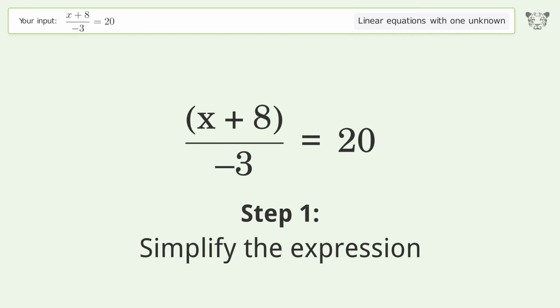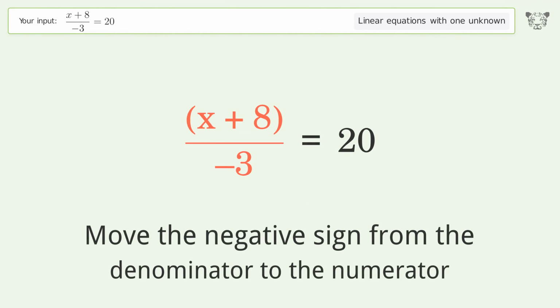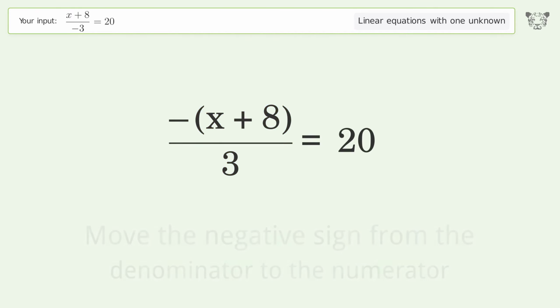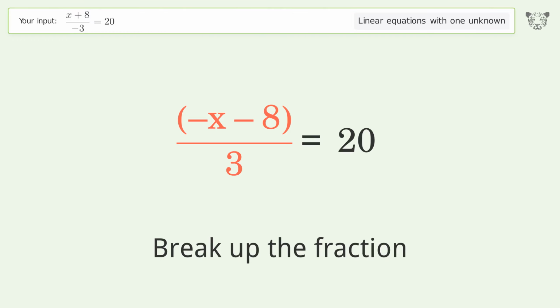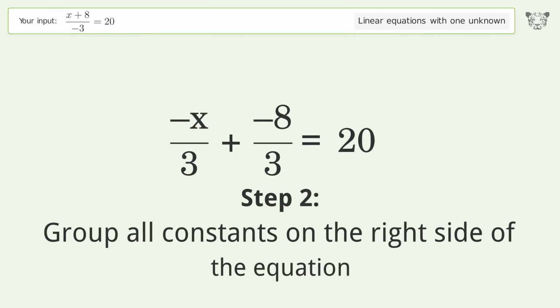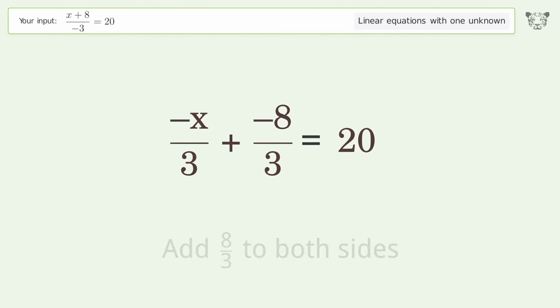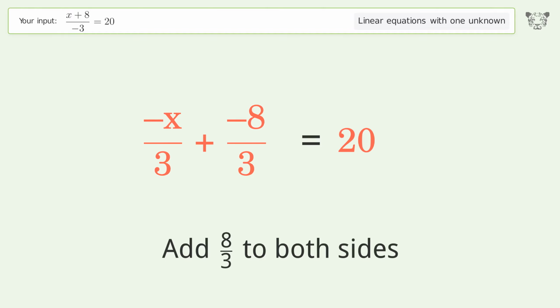Simplify the expression. Move the negative sign from the denominator to the numerator. Expand the parentheses. Break up the fraction. Group all constants on the right side of the equation. Add 8/3 to both sides.